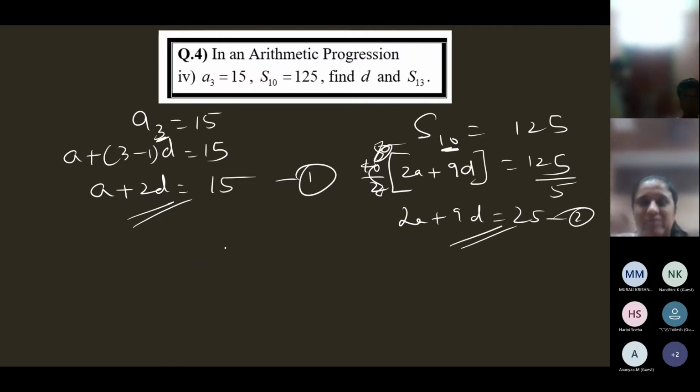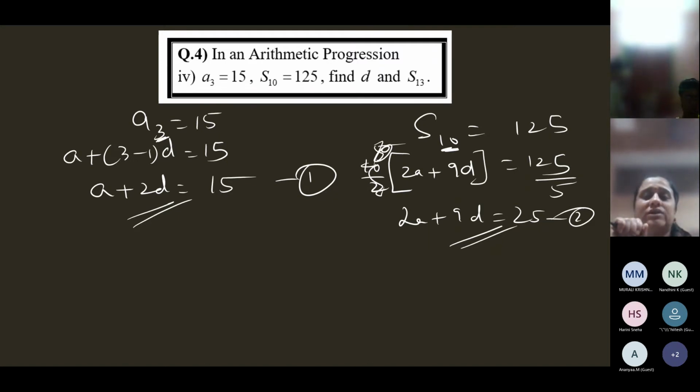Linear equations, you can write them one below the other and solve by the elimination method, cross multiplication method, substitution method, whichever method, and find the values of A and D. Like how you find the values of X and Y, find the values of A and D. That's all. So here we know the value of N. We get two equations in A and D, so we'll solve them, find the values of A and D, and hence we'll find S13.